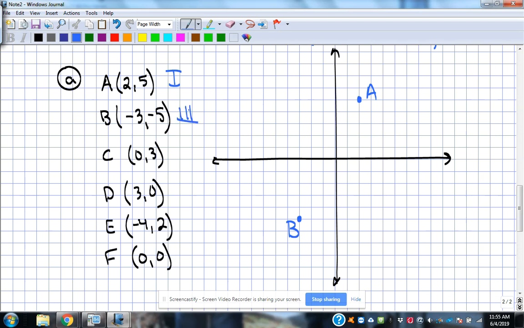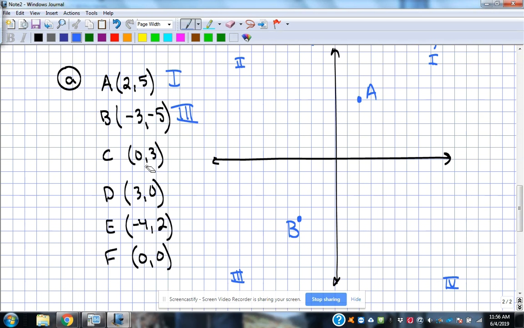Because remember, they number 1, 2, 3, and 4. Okay, counterclockwise numbering system for the quadrants. All right, for point C, it's at 0, 3. So these are sometimes the ones that are confusing to folks because 0, 3.